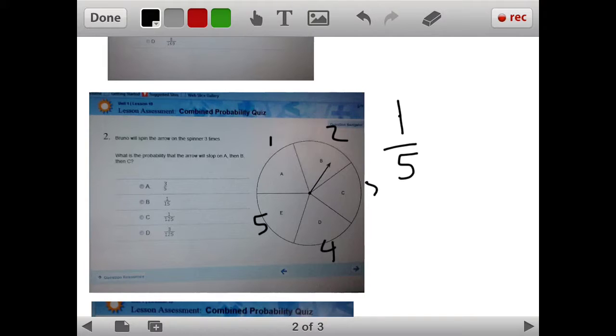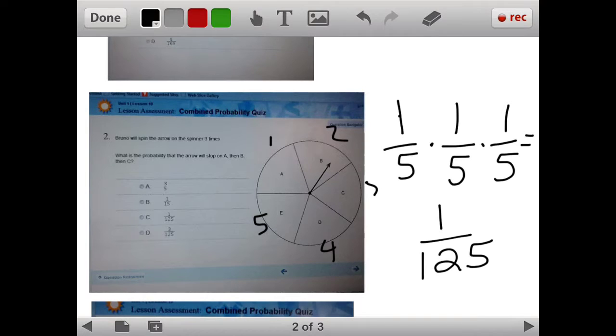Then B, well, it's the same. It's still a 1 out of 5 chance. And then C, also a 1 out of 5 chance. And so in order to figure out the probability of getting A, then B, then C, we have to multiply, and I'll use a raised dot here. So 1 times 1 times 1 is just 1. And then for my denominators, I've got 5 times 5, which is 25, and 25 times 5 would be 125. So that answer is C.